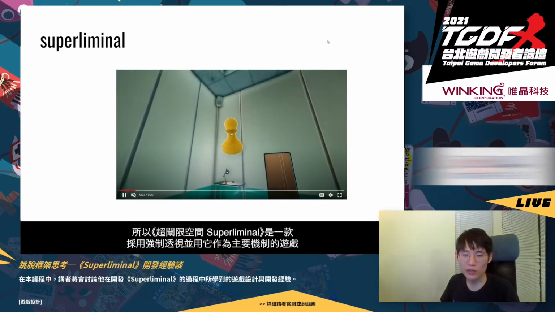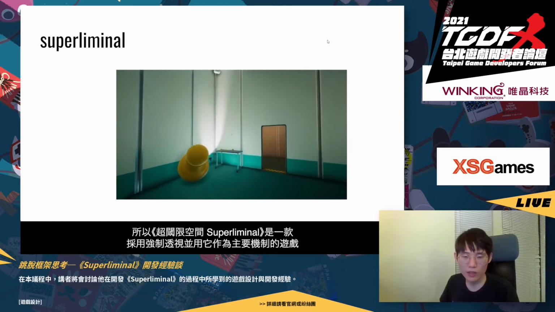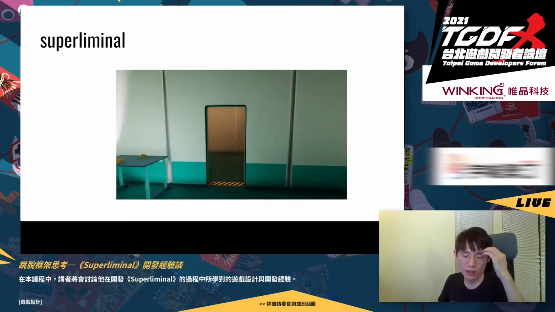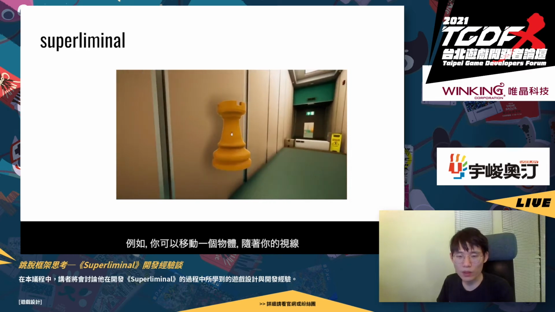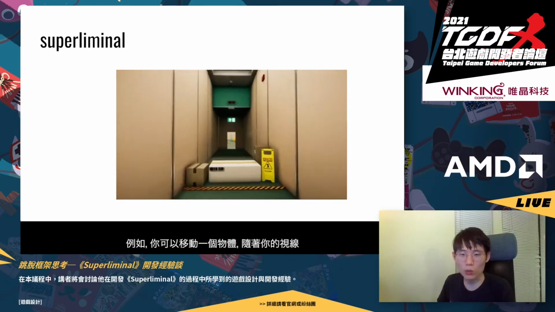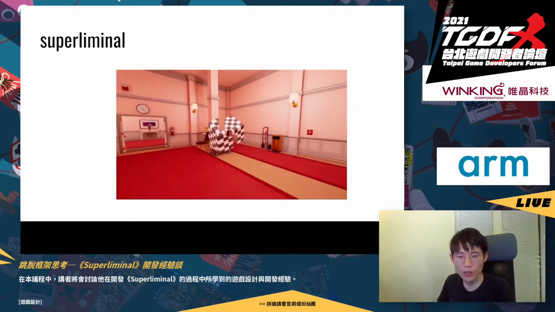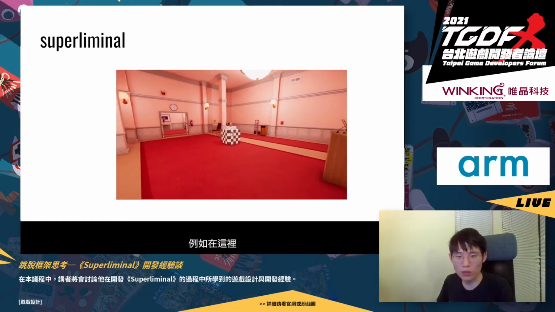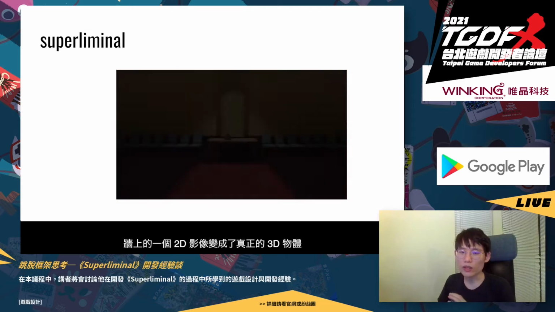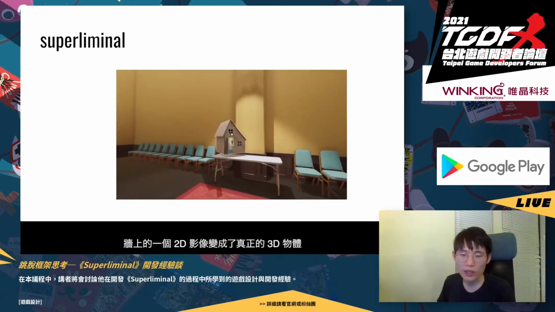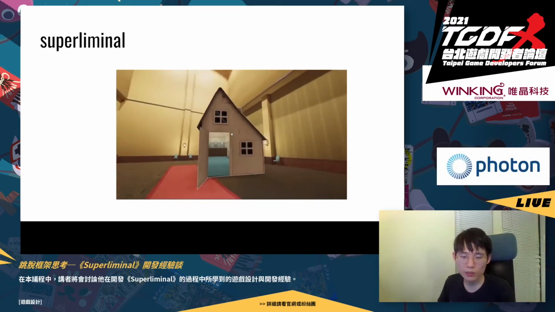And so Superliminal is a game that takes forced perspective and uses it as its main mechanic. Here, for example, you can move an object around, and based on what you're looking at, the object becomes larger or smaller based on your perspective. We have different mechanics as well. For example, here a kind of 2D image on the wall becomes a real 3D object.